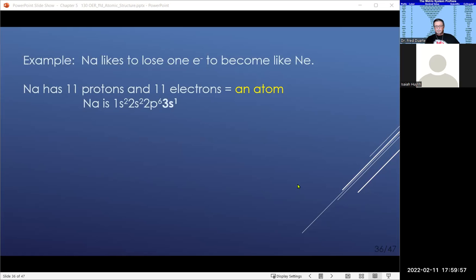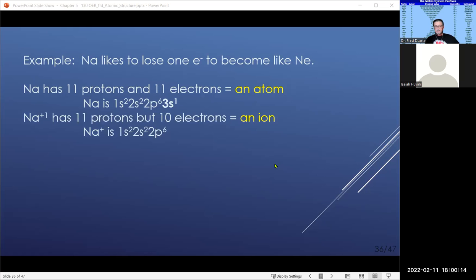Okay. Now, we have sodium. We talked at length about this. Sodium has 11 protons. So the electron configuration is 1s2, 2s2, 2p6, 3s1. So it has 11 protons, 11 electrons, 11 positives, 11 negatives. So you get a net 0.